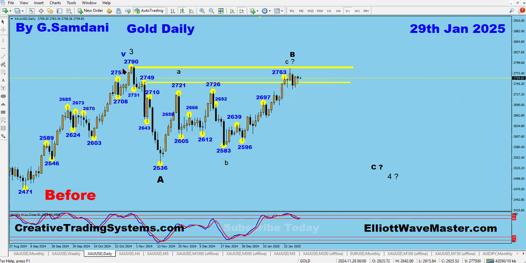If we stay below this again, 2790, then I'm going to be looking for it to go to the downside. Right now, we came down below here and then went up, and then we're sitting on this 2758. Right now, we're at 2759. So we are just sitting here and waiting, right?